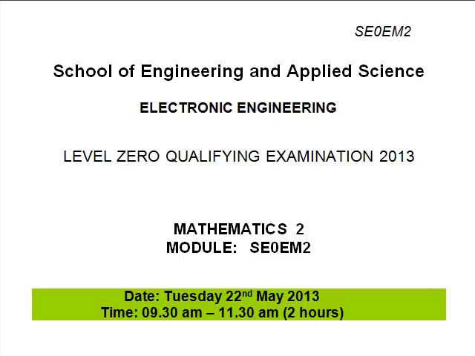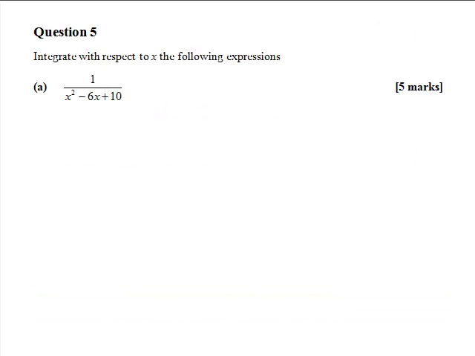Question 5. Integrate this expression with respect to x. First thing to do is to try to factorise the denominator. Having tried various methods, it becomes clear that there is no easy way to factorise this denominator, so we need to do it by completing the square.